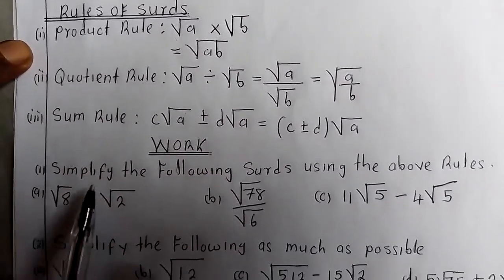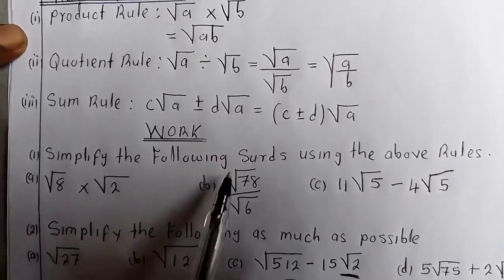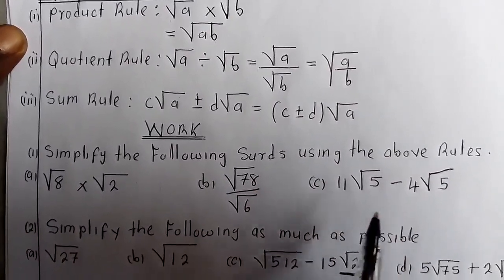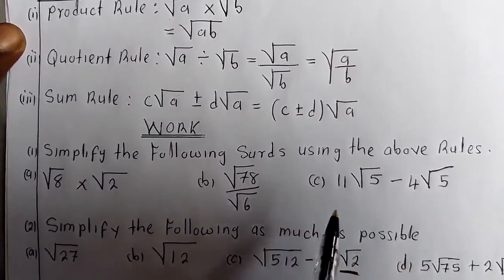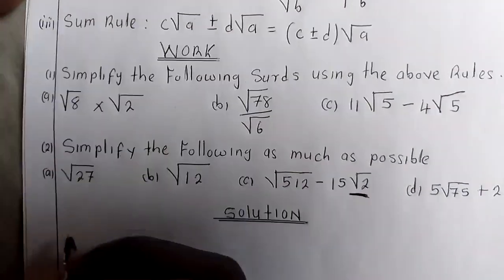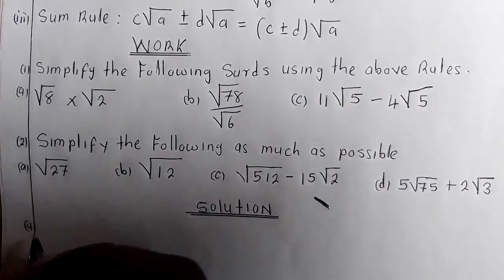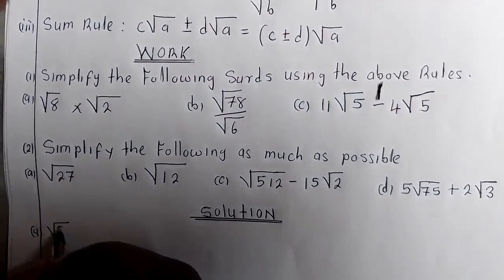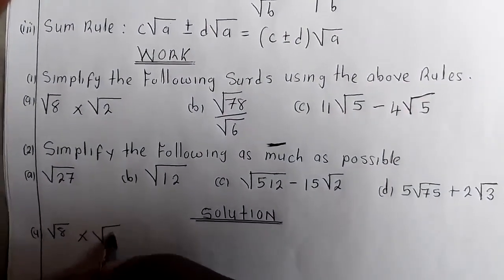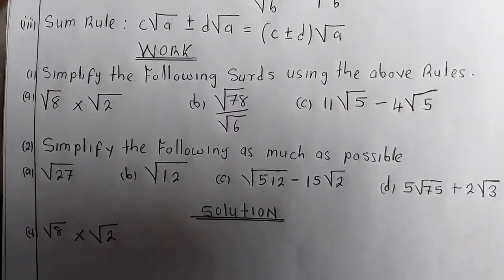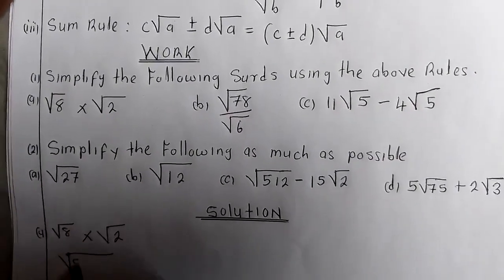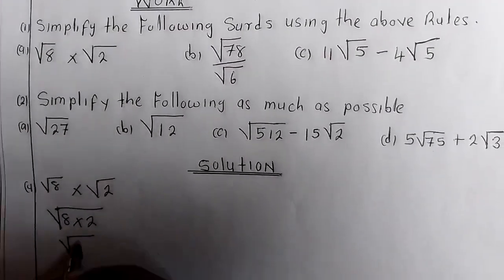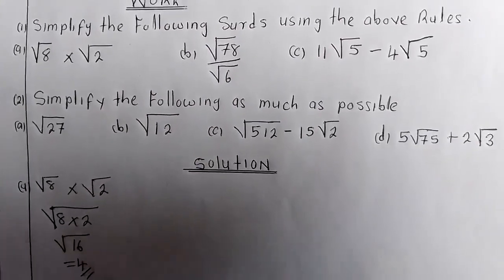Now, I'm going to teach you how to apply these rules over these questions. The first question says, simplify the following surds using the above rules. For the first one, we have the square root of 8 multiplied by 2. According to the product rule, this can be written as the root of 8 times 2, which is the root of 16. Then the answer is 4.